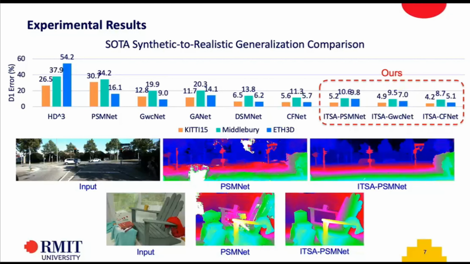From the quantitative results included in this figure, we can see that our method can significantly improve the synthetic to realistic domain generalization performance of existing deep stereo matching networks such as PSMNet, GWCNet, and CFNet. For instance, we managed to improve the performance of PSMNet by 25.5% and GWCNet by 7.9% on the KITTI 2015 dataset. Our method is also able to further improve the performance of the existing robust deep stereo matching network, CFNet.